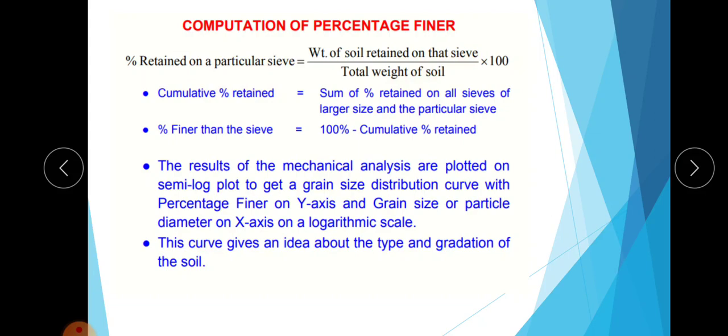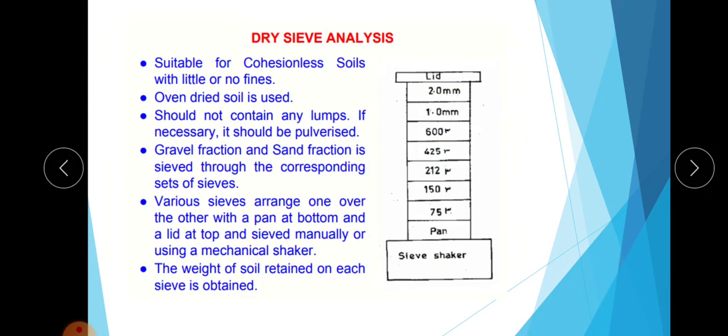Okay. Next, after that we are calculating the cumulative percentage retained. So cumulative percentage retained is the sum of the percentage retained on all the sieves of the larger sizes. That is, there will be so many sieves. We are calculating the percentage retained on each of these sieves, and cumulative percentage retained means that for a particular sieve, we add the percentage weight retained here plus here plus here. That is, up to that sieve we add all the percentages of soil fraction which is retained. Okay, this will be clear after doing one problem.